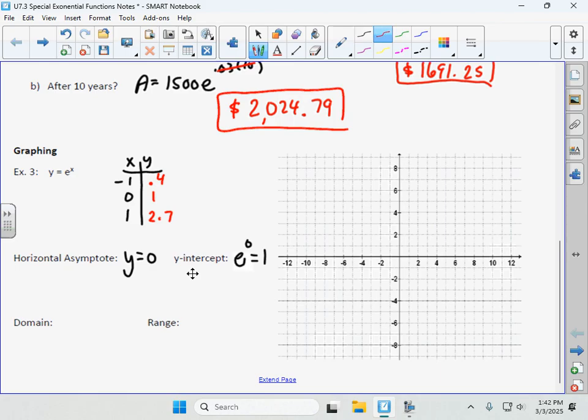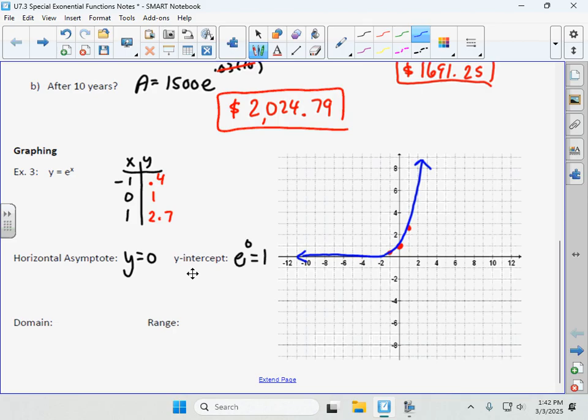All right, so let's go ahead and plot this. -1, 0.4, then 0, 1, and then 1, 2.7, that's almost 3, it's about right there. Again, this is going to have the same shape as all the other exponential growth graphs, so it goes to the left, and it's going up.